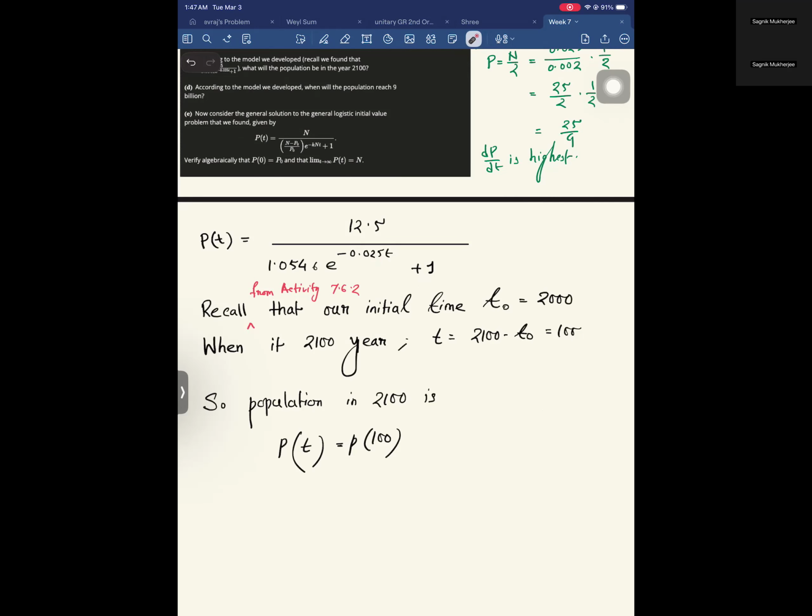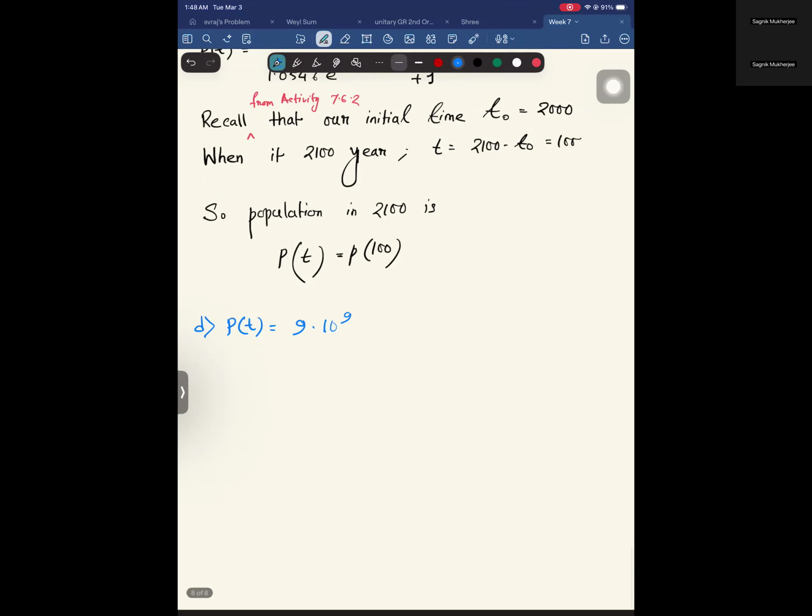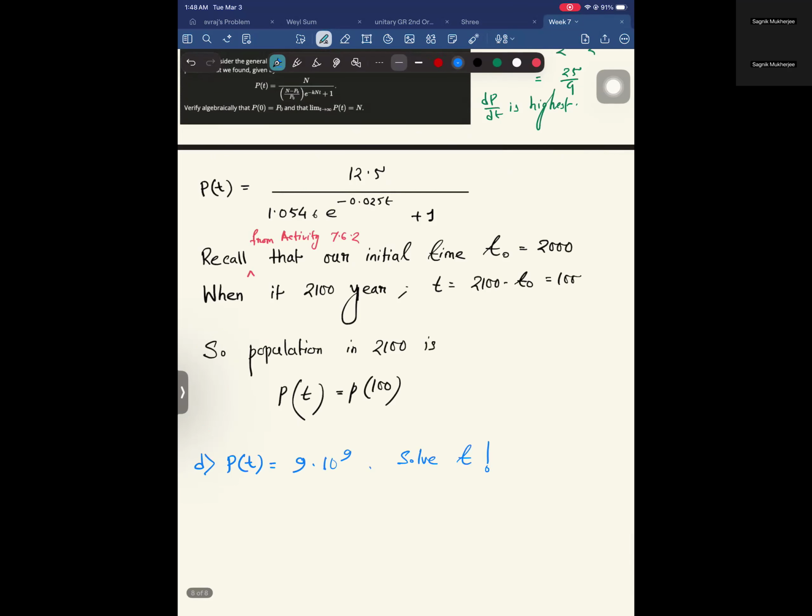Now again, according to the model, when will the population reach 9 billion? So this is number D. You want P of t equals 9 billion, so P of t is 9 times 10 to the power 9. So solve for t. Okay, this is very painful and I'm not going to do it. So it's left as an exercise.